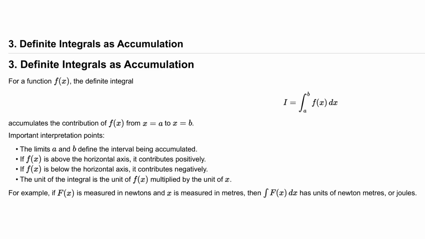Conceptually, a definite integral represents the net accumulation of a function between a lower limit a and an upper limit b. Function values above the horizontal axis add positive contributions, while those below subtract from the total. Crucially, the physical unit of the integral is simply the unit of the function multiplied by the unit of the integration variable.